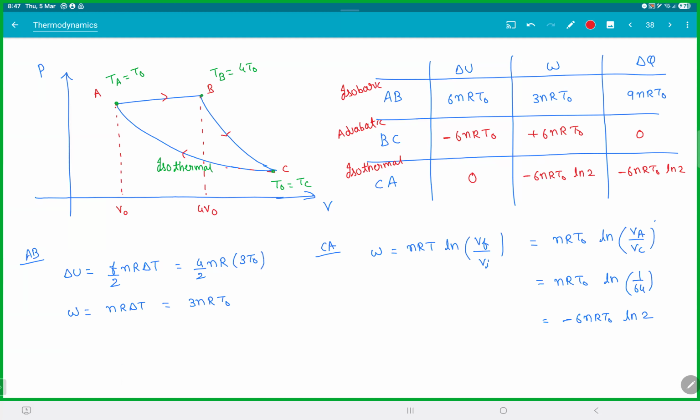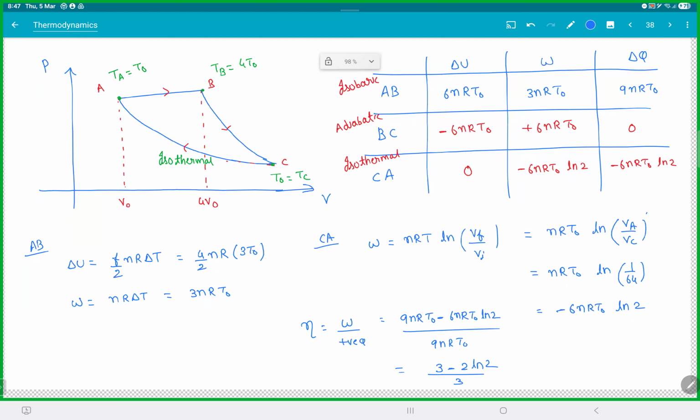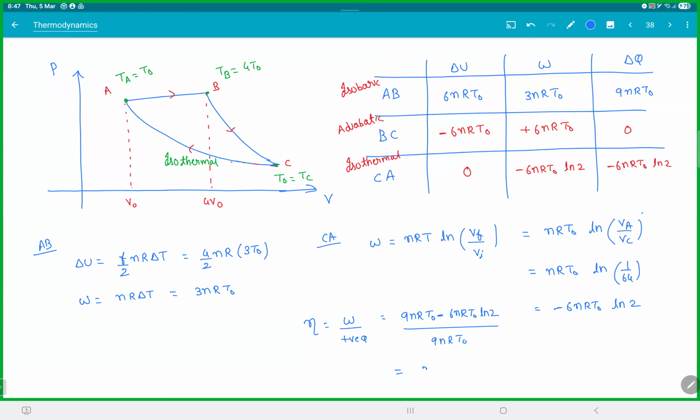Please have a look at the table. Anyone didn't understand how I got anything, please ask. And the efficiency of a cycle will be total work done by positive heats. The total work done, we have to add all this. That would be 9nRT naught minus 6nRT naught ln 2, by positive heats, which is only 9nRT naught. nRT naught will cancel everywhere. You end up with 3 minus 2 ln 2 by 3. That's your efficiency, everyone.